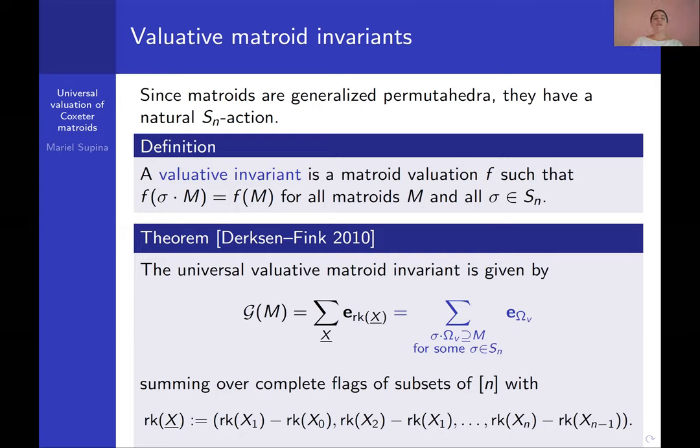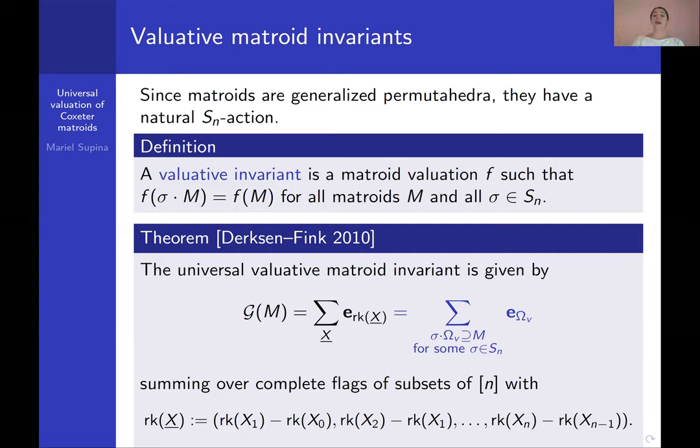So why are these the same? They look really different. So the way you can think about this is that these flags of subsets X are the same as, so taking a complete flag of subsets of N is the same as taking a permutation of N, because you can just take the elements in the order of how they're added to the subsets to get the flag.